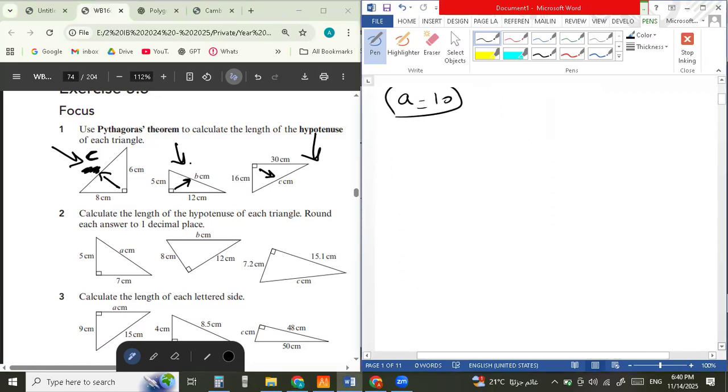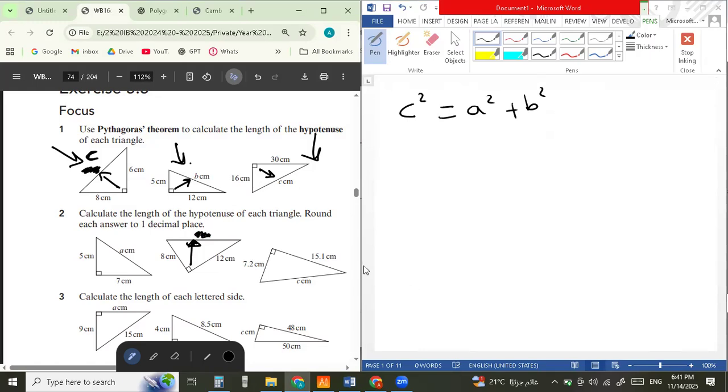Question two here has also a question about finding the hypotenuse. Look at this question here. Opposite to the right angle? No problem. That's the hypotenuse. I know it. Even if they call it B, I don't care. It is C in my equation. So C squared equals A squared plus B squared, and hide this B, not to get confused.